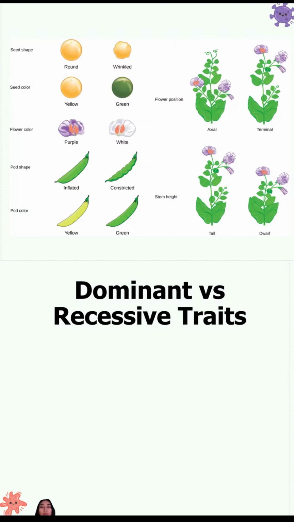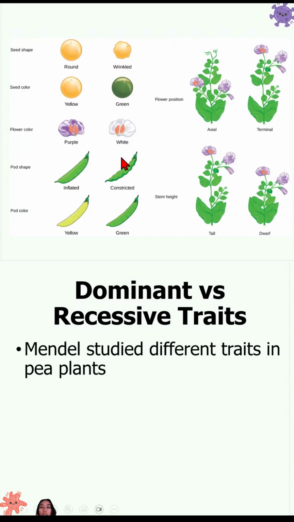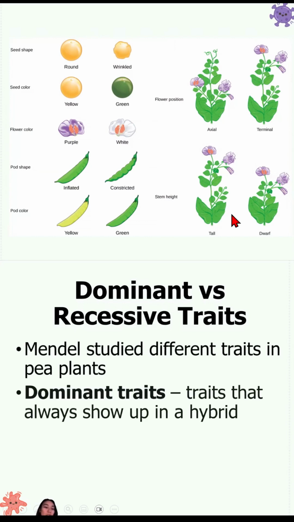He decided to name some of the traits based on whether you see them more often or not. We call those the dominant versus the recessive traits. Again, he's looking at all of these traits in pea plants. This is a diagram of some of the different traits that he looked at, for example, the shape of the seeds, the color of the flowers, the height of the plant. He found that there were traits that he considered dominant, meaning that they always showed up in a hybrid. Now, what is a hybrid? It is when you get a parent that has the two different traits, so you have a purple flower and a white flower.